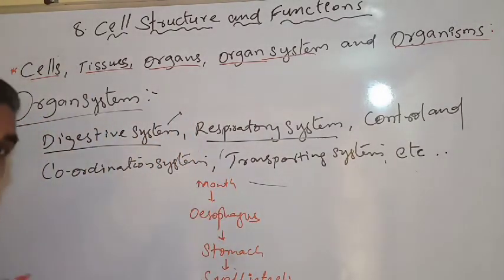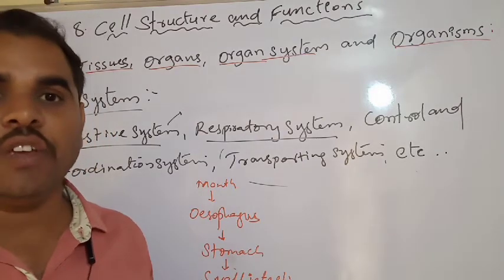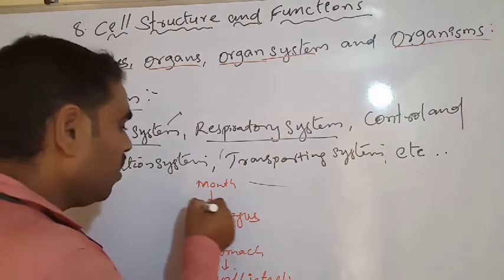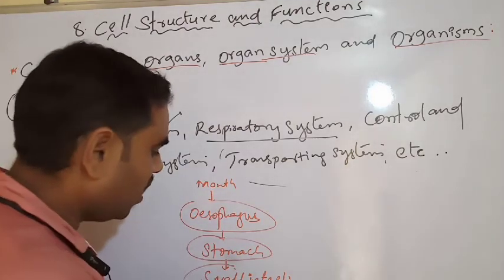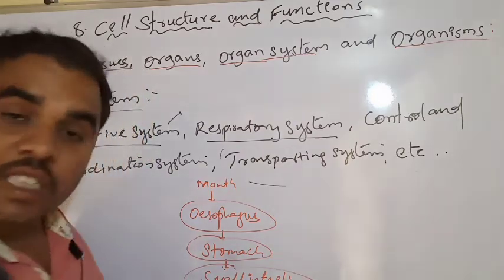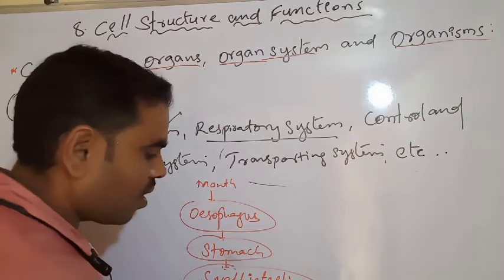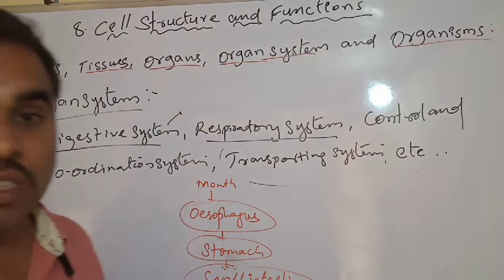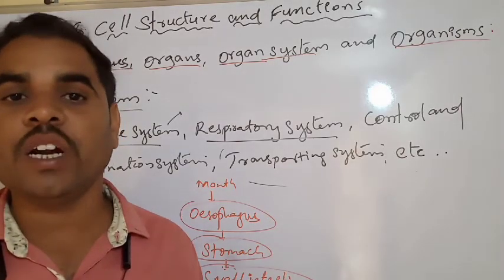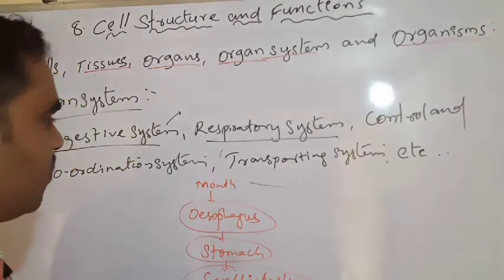In the mouth, we chew the food substances and break them down. After swallowing, the food substances enter the esophagus, then the stomach, then the small intestine. Here is the digestion of food substances. Then there are the large intestine, rectum and anus. In this process, all these parts help in the digestion of food substances. Next, organisms.